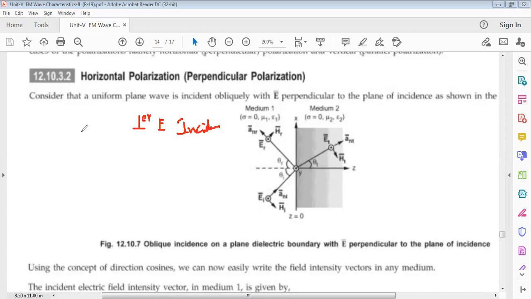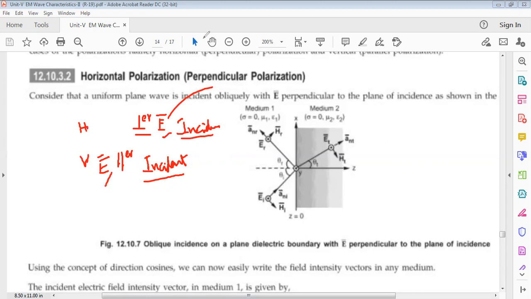And why is it vertical polarization? Vertical polarization is parallel to the incident wave, and perpendicular to the boundary surface. Here E bar is perpendicular to the incident beam, so we call it perpendicular polarization. And E bar is parallel to the incident beam, so we call it vertical polarization, also called parallel polarization, comparing with E bar. Got it, my dear students?